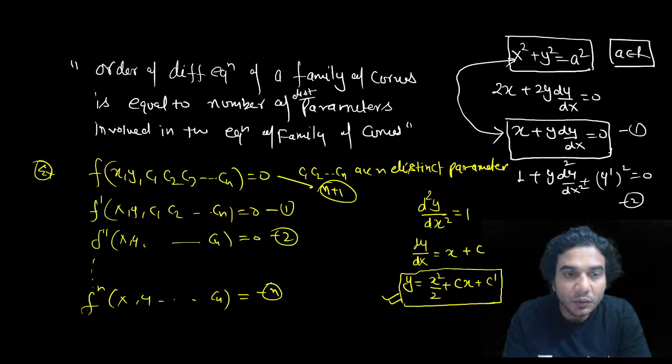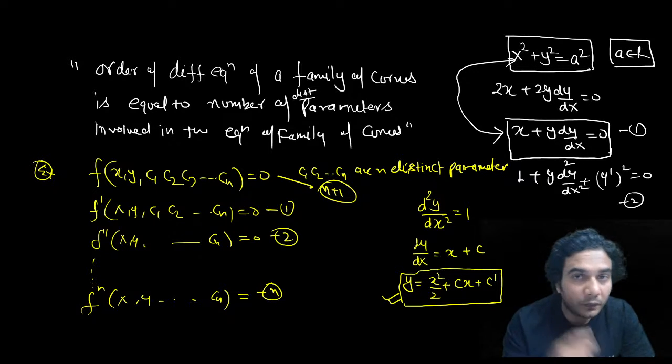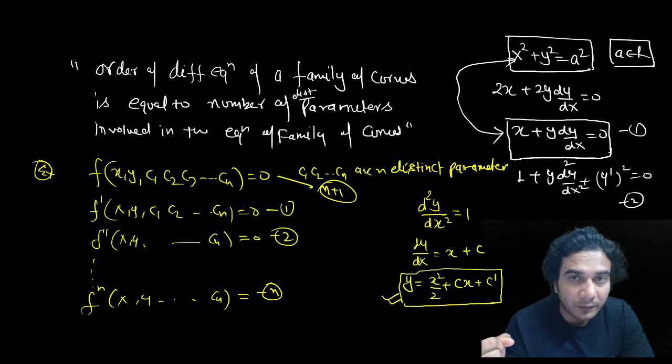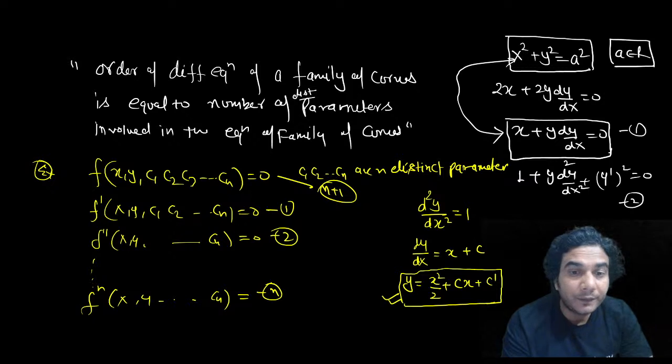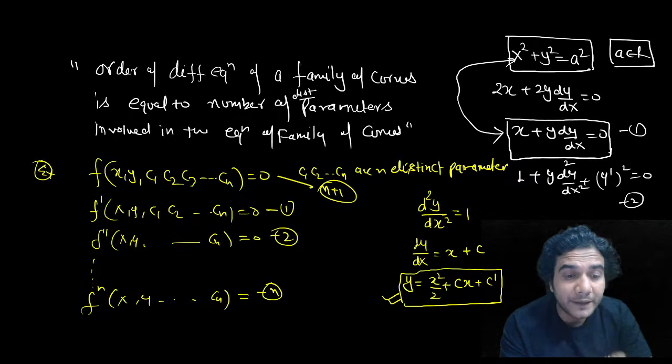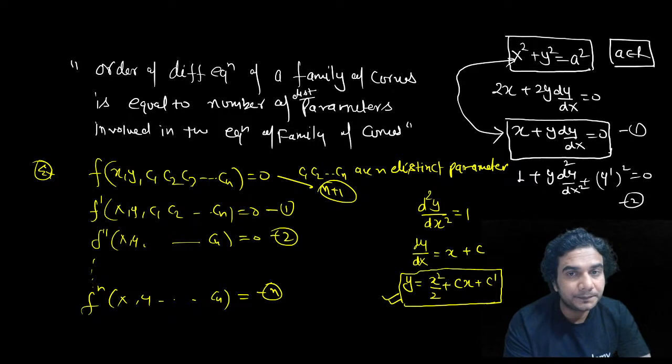So now you can see you have got n plus one equations, because you had n parameters. One equation was given, the equation of the family of curves, and n equations you have got by differentiating this. So using these n plus one equations, you can eliminate all the parameters. And after eliminating all the parameters, you will get the differential equation, and the order of that is going to be nth order.